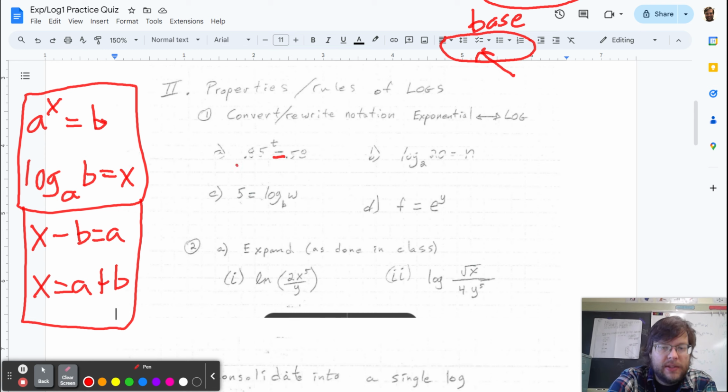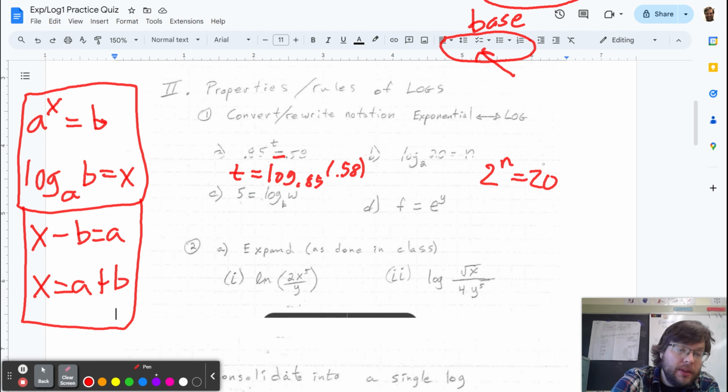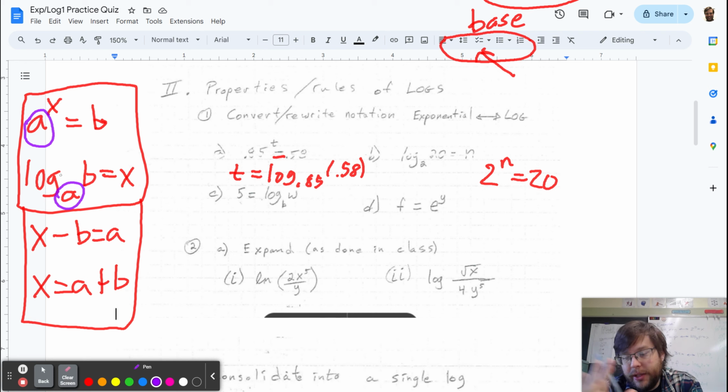So here I can say that t is log base 0.85 of 0.58. This one over here, there's a 2 on the bottom, so I can say it's the same as 2 to the n over 20. The key thing to keep in mind is that whatever your base is always on the bottom. Don't think about anything else. Base stays on the bottom. That's all you need to remember.